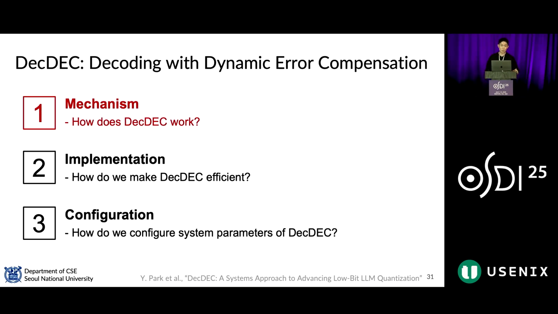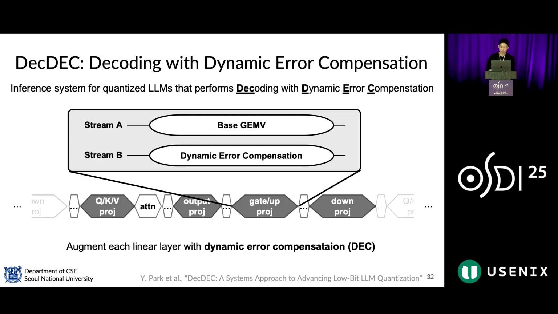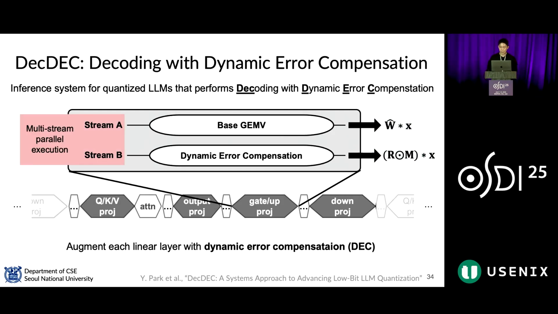First, let me explain how it works. A transformer model typically consists of blocks that repeatedly apply 4 types of linear layers. We extend each of these linear layers as shown in this diagram. The base GEMV is simply the original GEMV operation, which multiplies the quantized weight with the input. What we add on top of this is a new component called dynamic error compensation, or DEC for short. This involves multiplying a subset of the residual fetched from the CPU with the input. These two operations are executed in parallel on the GPU by leveraging its stream feature.